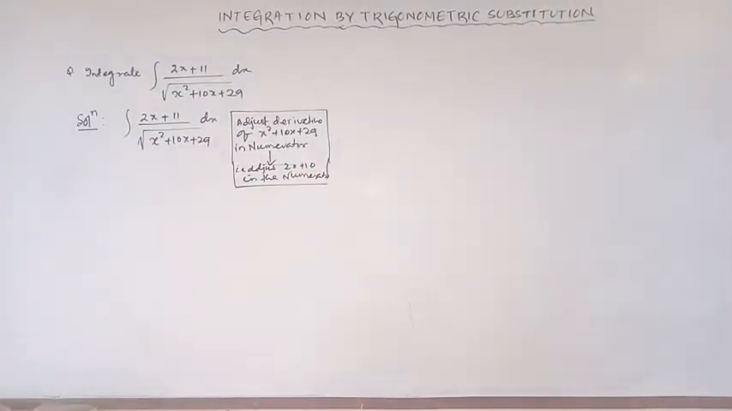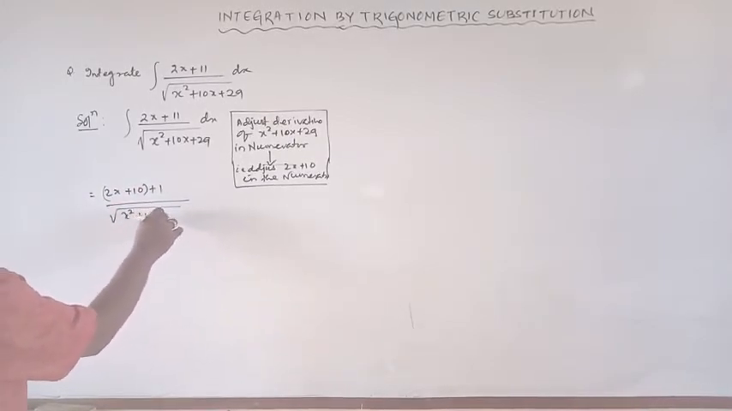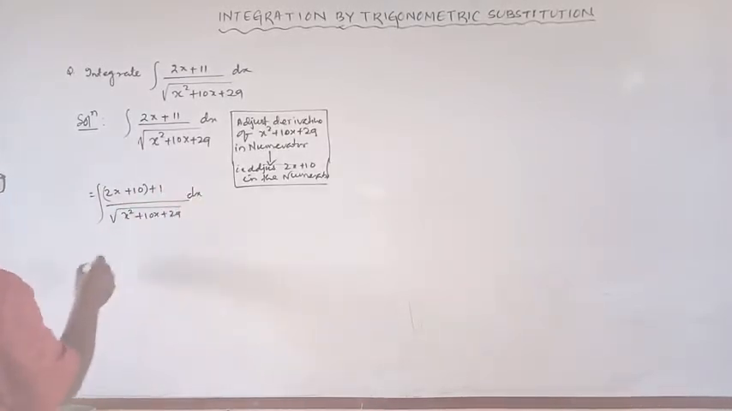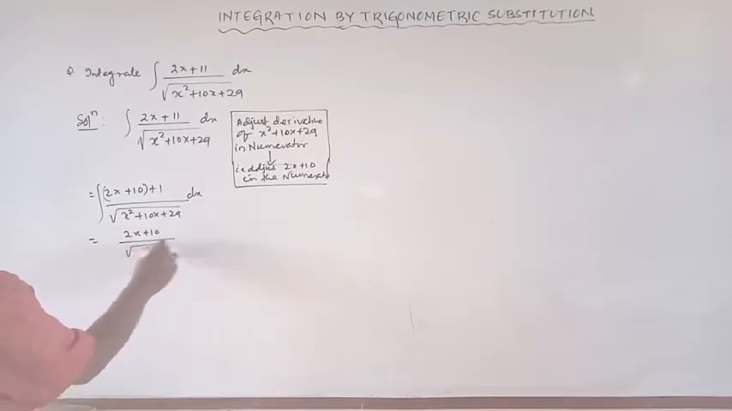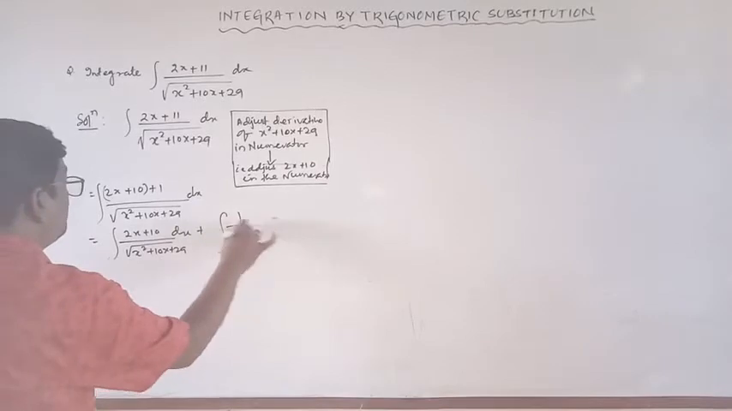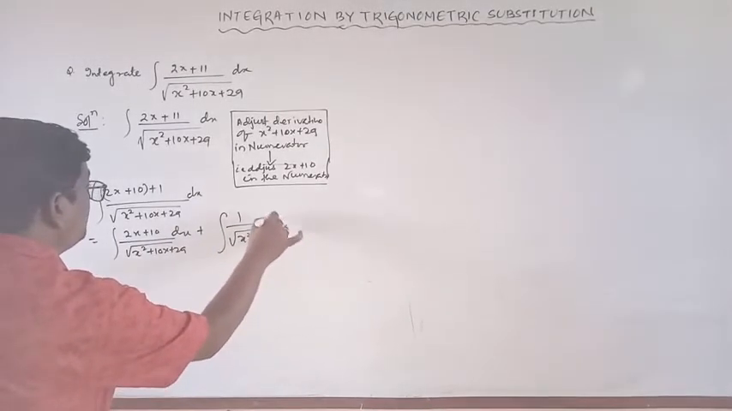Okay, so this is equal to 2x plus 10 plus 1, this is one term, and root over x square plus 10x plus 29 integration dx. So separate this: 2x plus 10 divided by root over x square plus 10x plus 29 into dx, plus 1 by root over x square plus 10x plus 29 into dx.